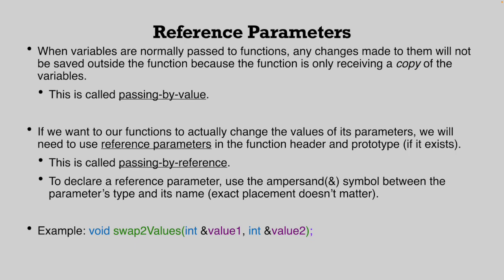So to declare a reference parameter, you'll just use the ampersand sign, which is basically the and sign, between the parameter's type and its name. The exact placement doesn't really matter. You can have it right before the name, as I do here, or right after the type, or with a space between. It doesn't really matter. That's how I like to do it personally.